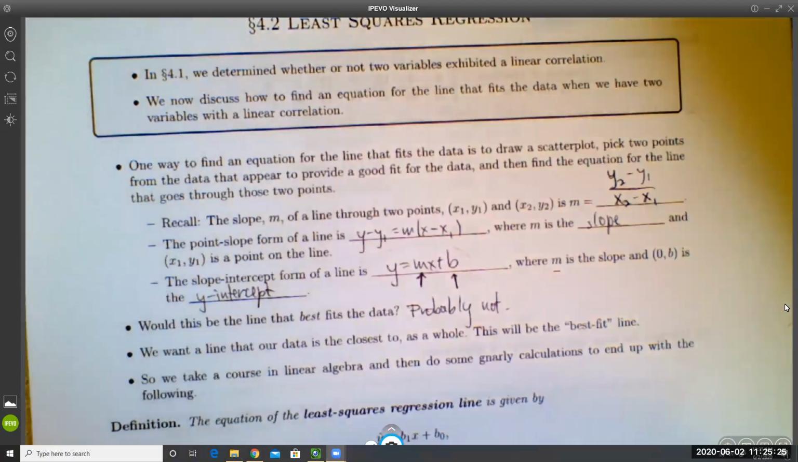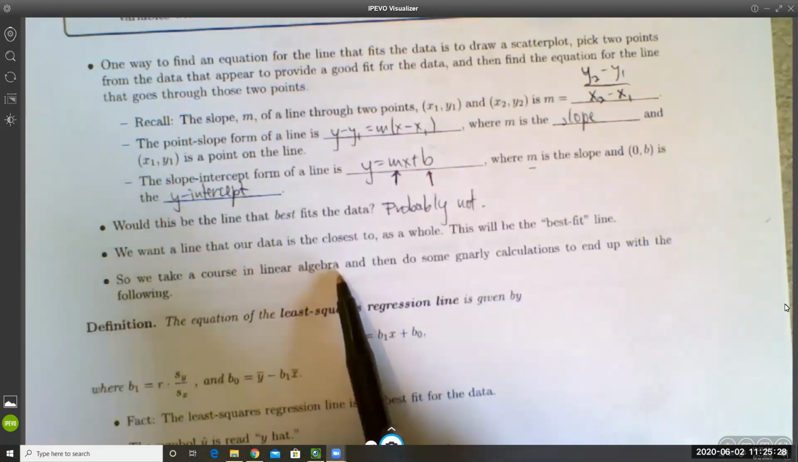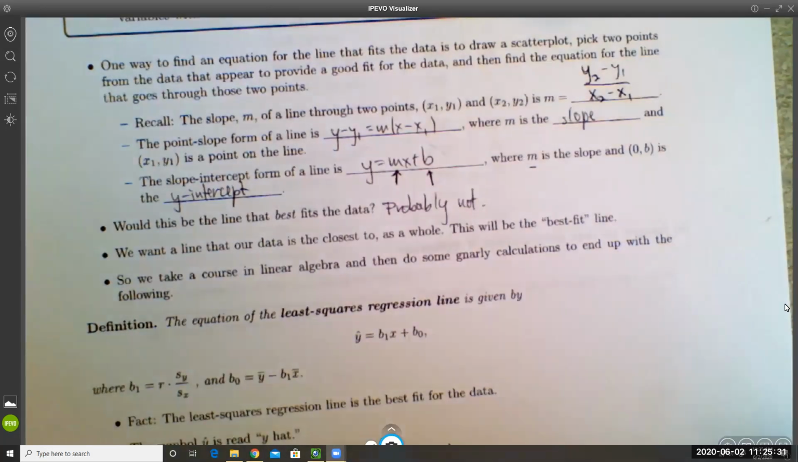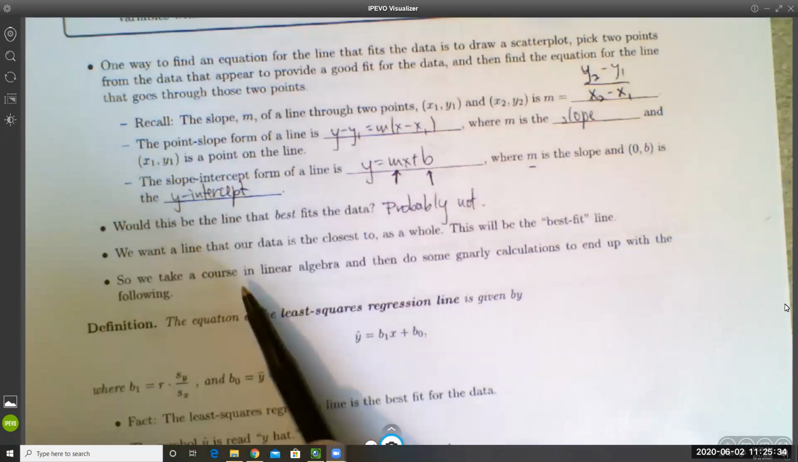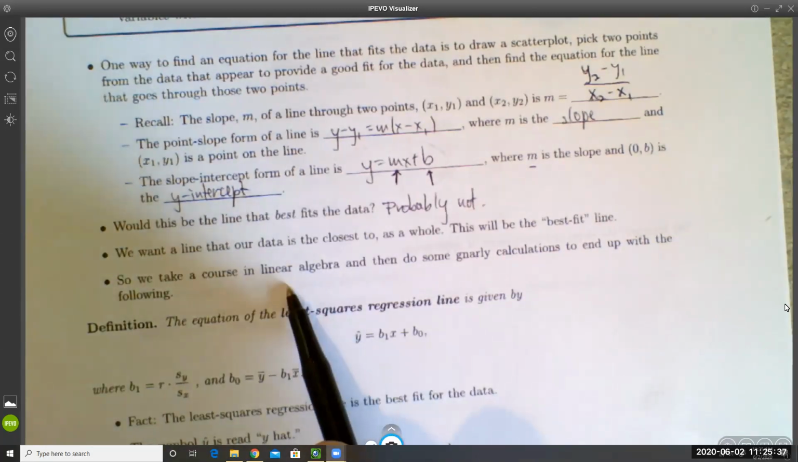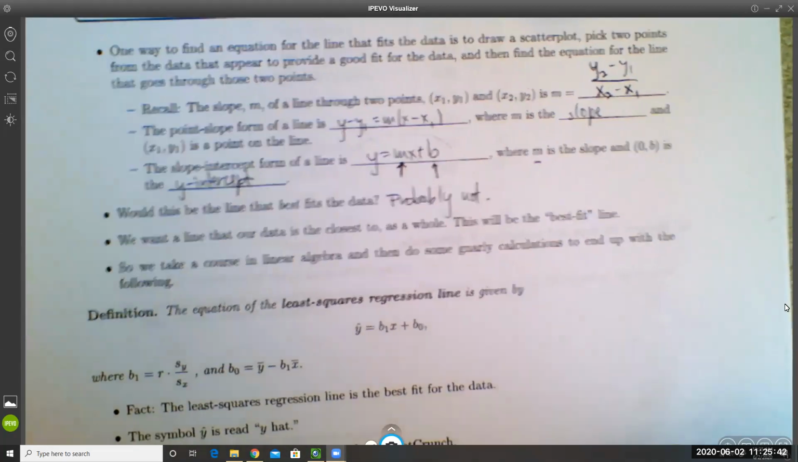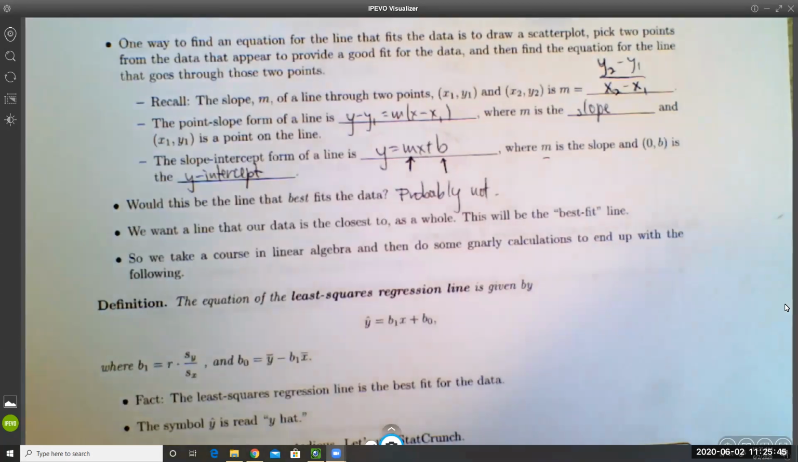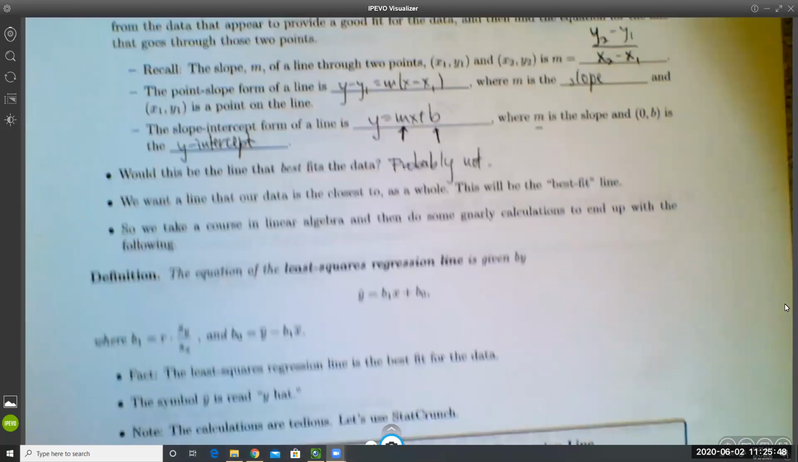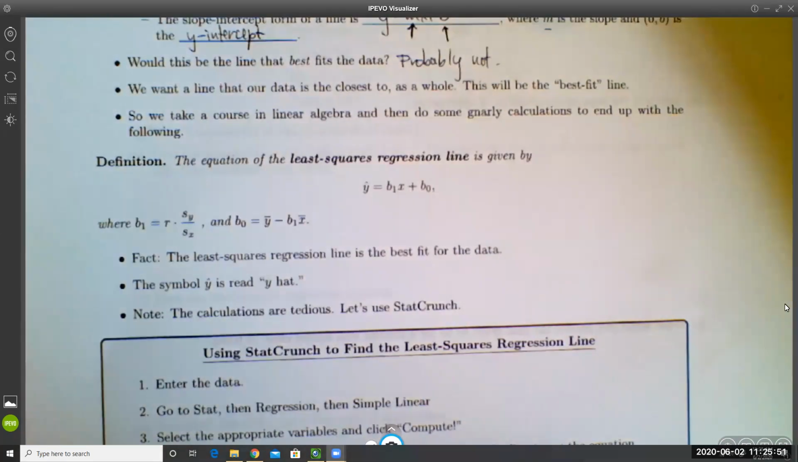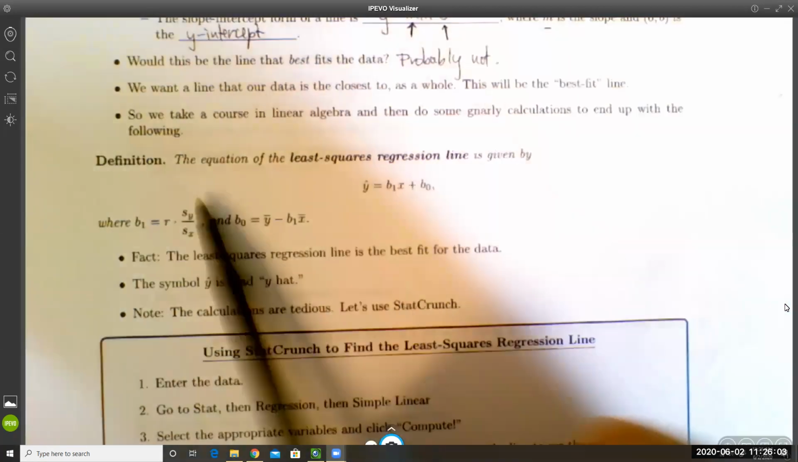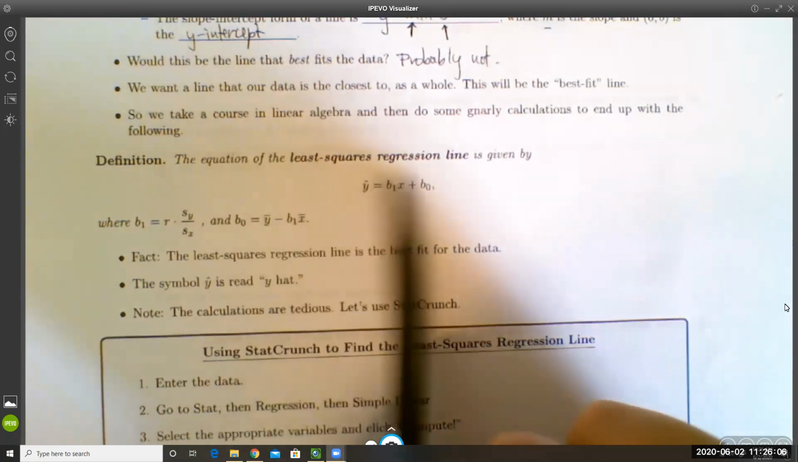So how do we find the best fit line? Well, you take a course in linear algebra, which is a course that you would take after completing the calculus series, to find out how to determine the best fit line. And then once you have your strategy that comes from linear algebra, then you do some gnarly calculations. I'm going to just give you the results because most of you haven't had linear algebra. In fact, I would venture to say none of you have had linear algebra yet. But you would end up here. You would see that the best fit line for the data is something called the least squares regression line.